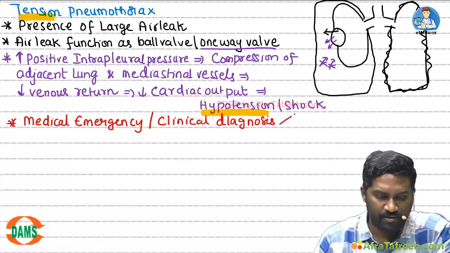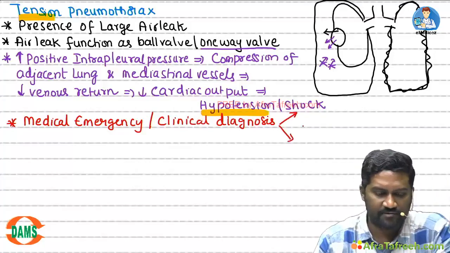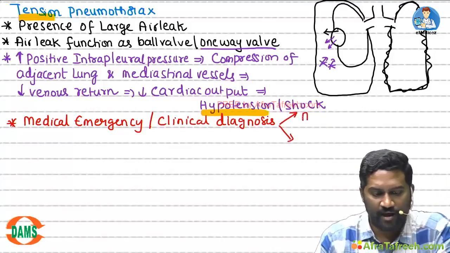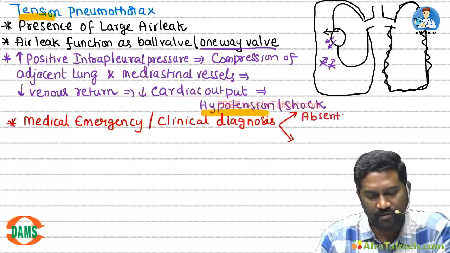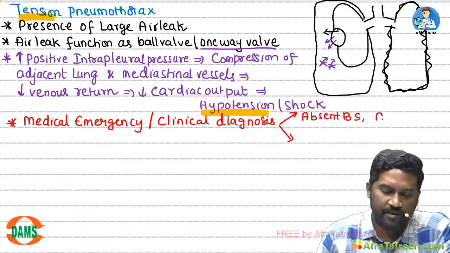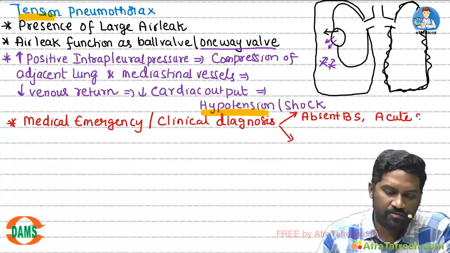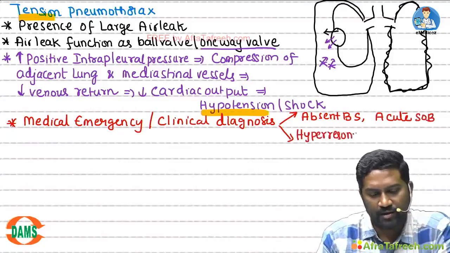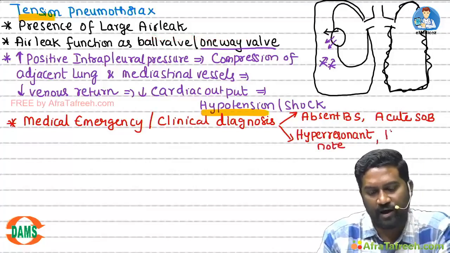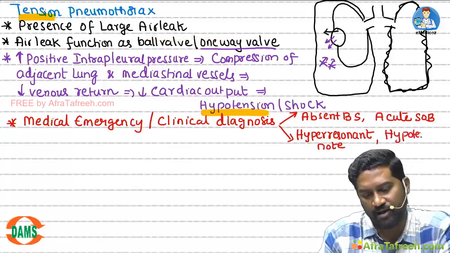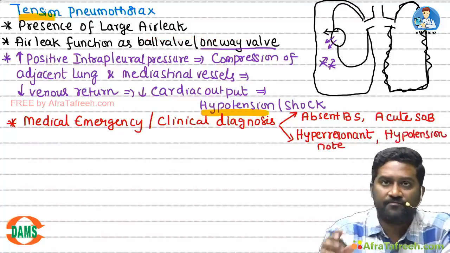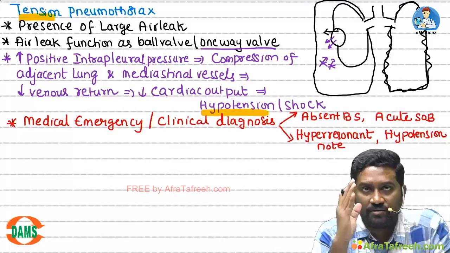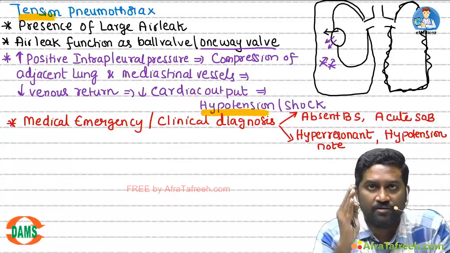What are the important clinical diagnostic features? These patients will have absent breath sounds. They present with acute shortness of breath. There will be a hyper-resonant note on percussion, and they will have hypotension. If you find this combination, your diagnosis should be tension pneumothorax.